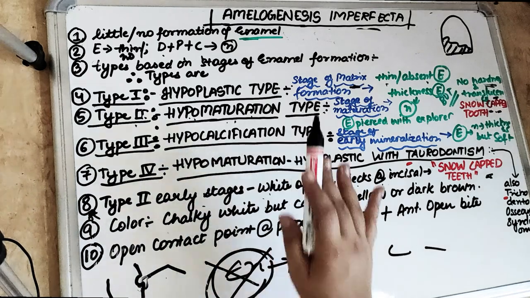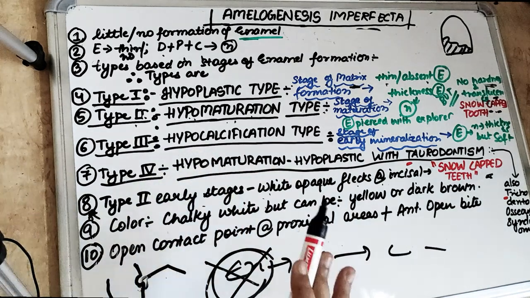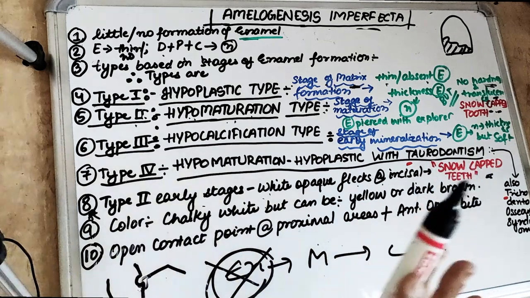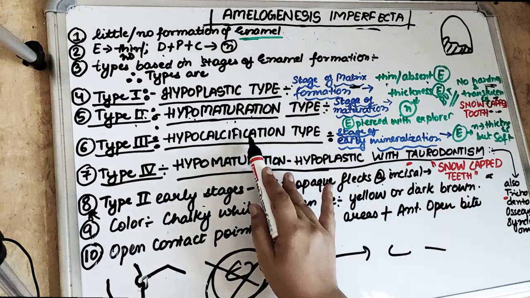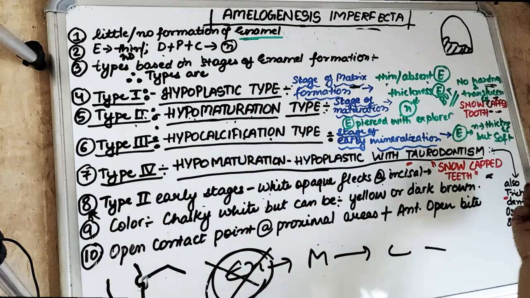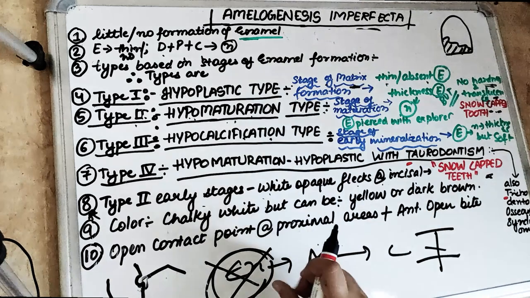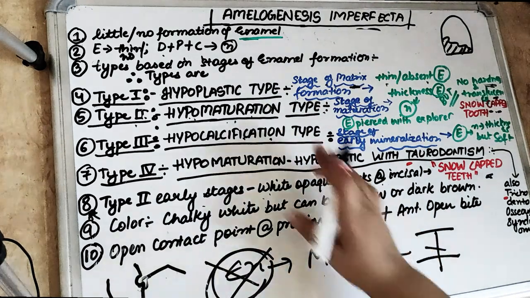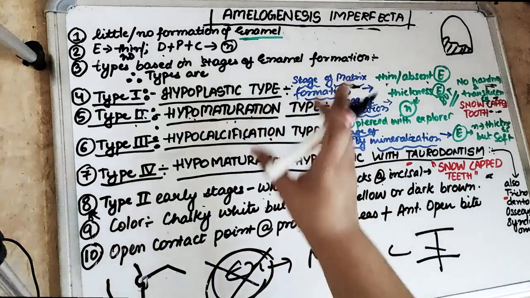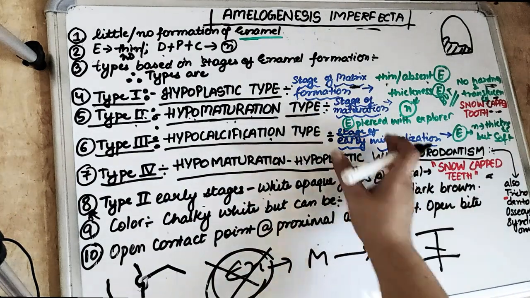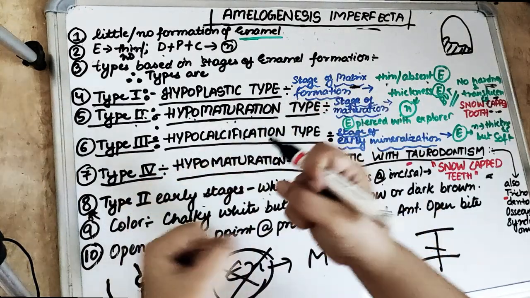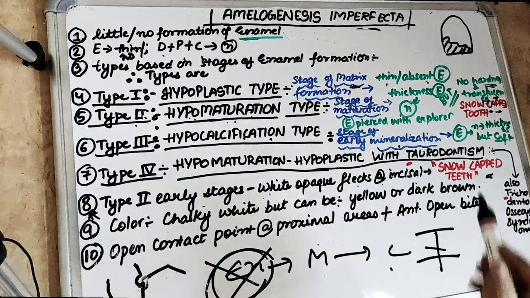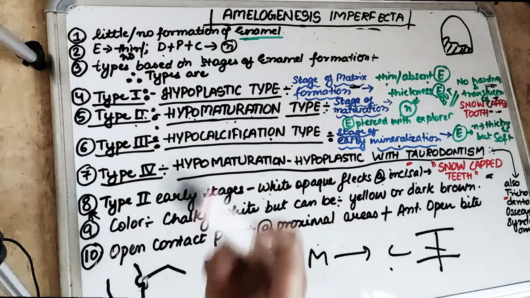Coming to type 3, which is the hypocalcification type. Hypocalcification type is when there is a disturbance in the process of early mineralization of the enamel. Since the enamel is not mineralized, there is hypocalcification, right? Also this enamel is going to be soft, but thickness will be normal, because enamel has formed in the initial stage, the stage of matrix formation. This stage was normal, but the stage of mineralization is affected. That means hardness won't be there. Mineralized means the enamel has formed into a tight, hard mass. So this is not mineralized. That is why the enamel is soft in type 3 amelogenesis imperfecta.